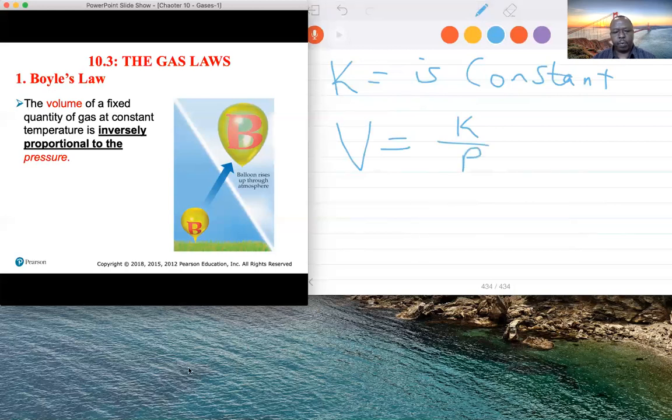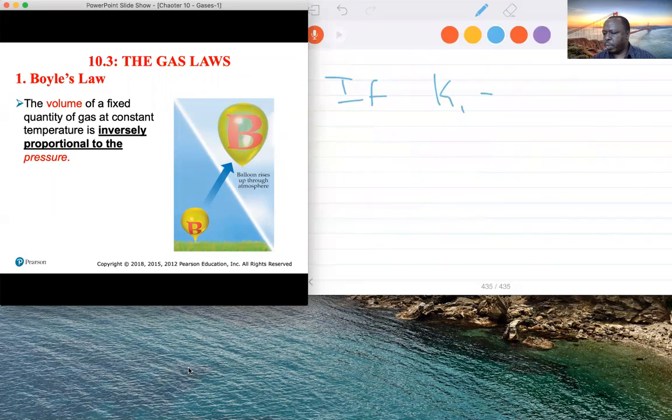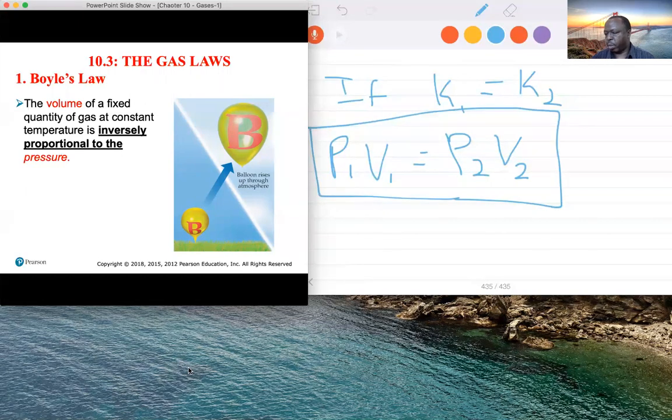All right. For volume one, pressure one, we can say K1 equals P1 V1. And in the same way, K2 equals P2 V2. In summary, if K1 equals K2, that means the constant, P1 V1 equals P2 V2. Pressure one, volume one, and pressure two, volume two.